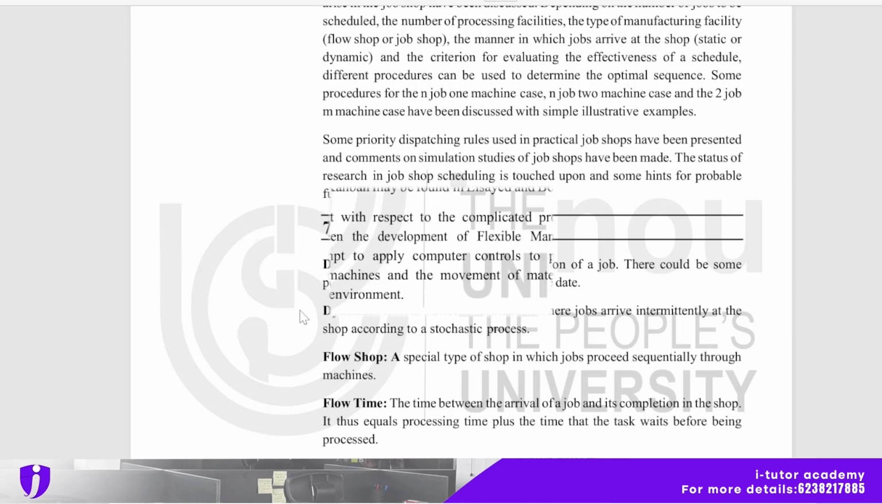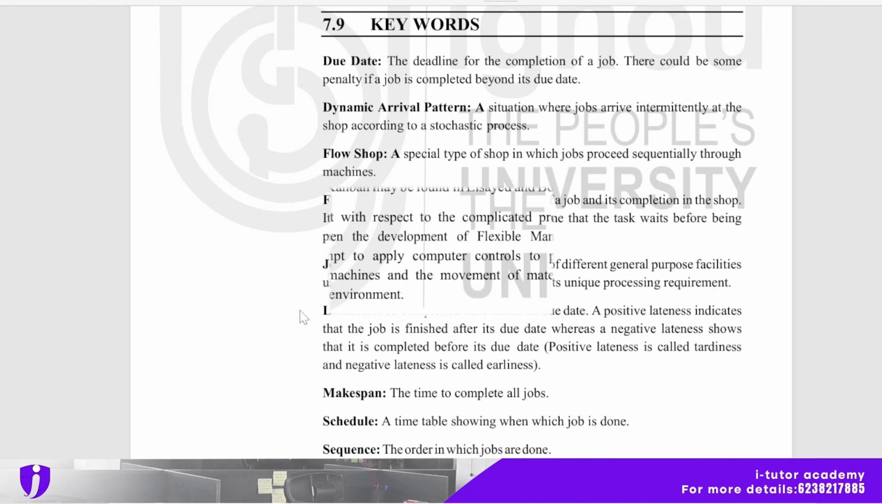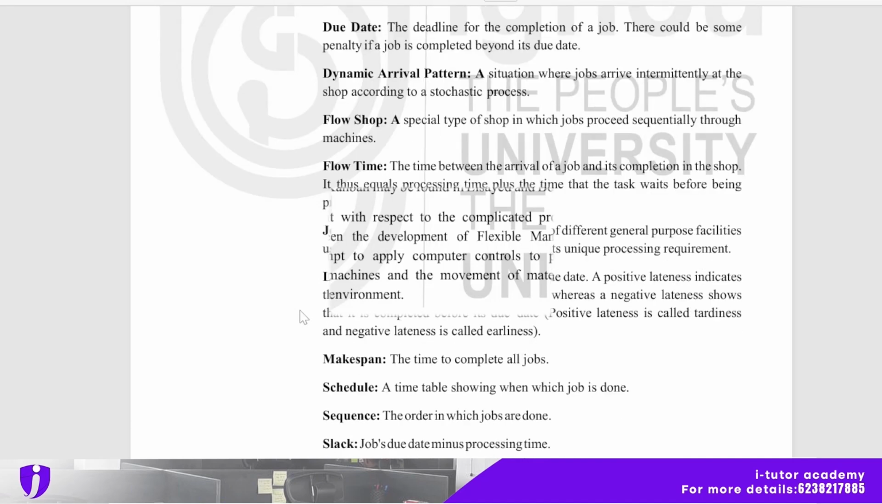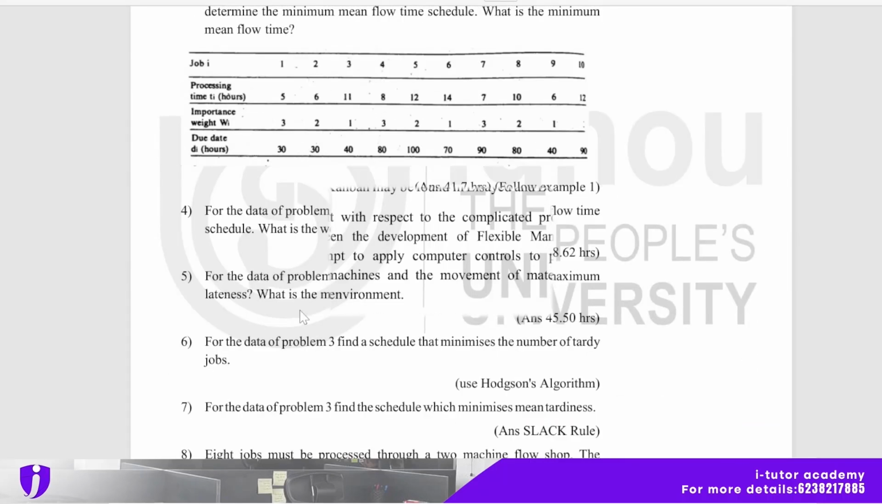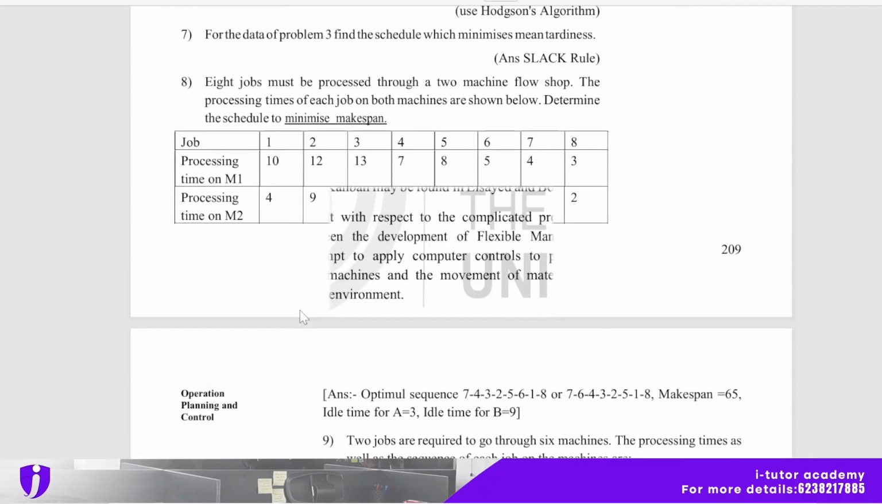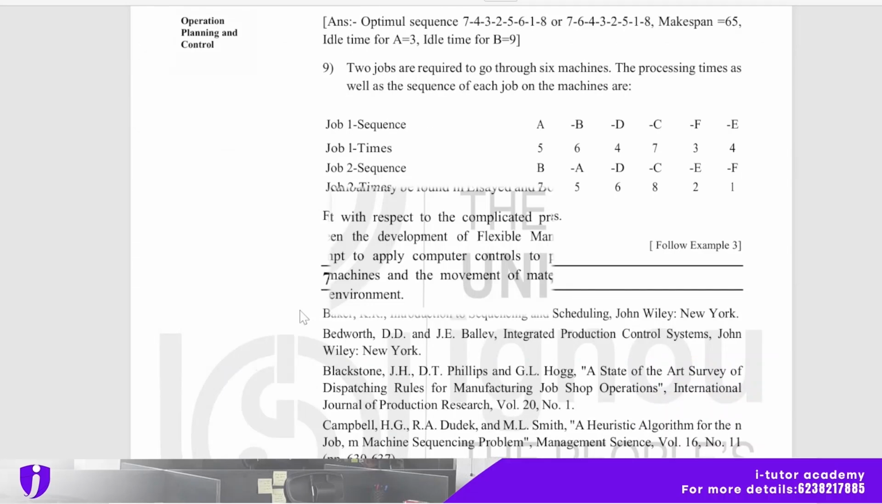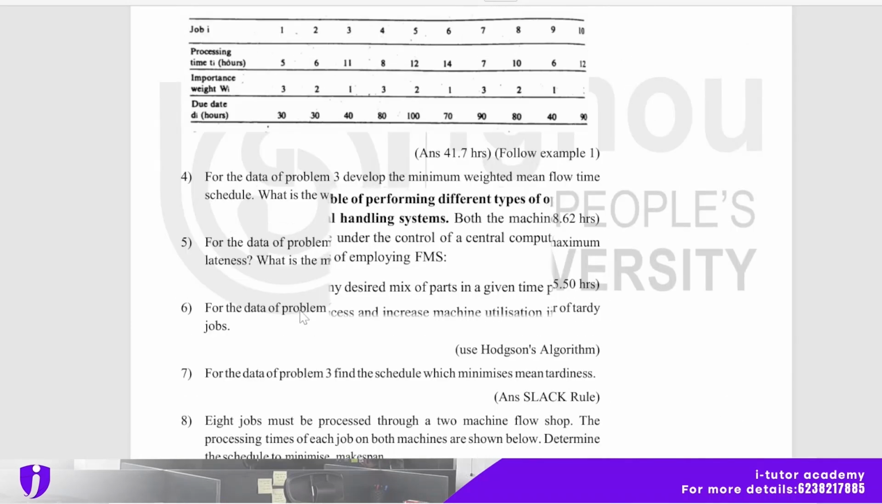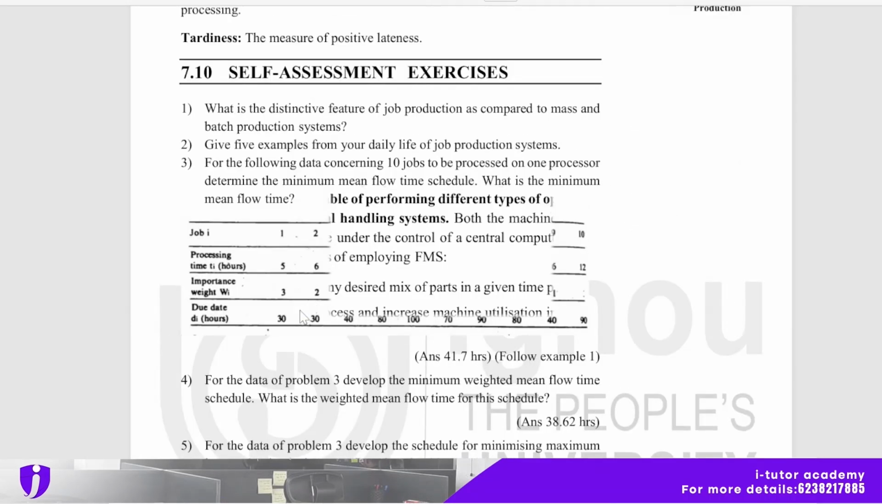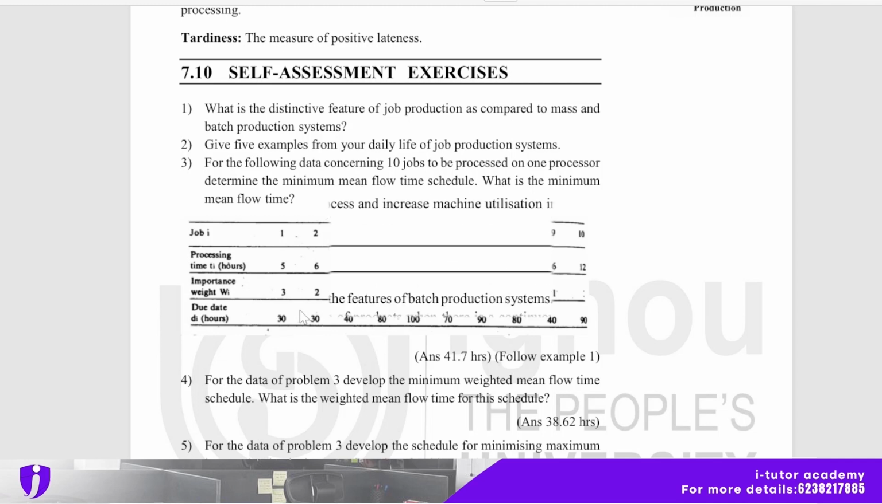Okay, so this is about the summary, and the keyword section is here. If you feel any words are difficult, you just refer to this section. And here is the self-assessment questions also, around 9 questions are here. They are based on chart problem solving questions, and also questions like what is the distinctive feature of job production as compared to mass and batch production systems. Simple and direct questions are also here. Try to do it, it's very important. It will help you for your term end examination, and in between any doubts you can contact us anytime.